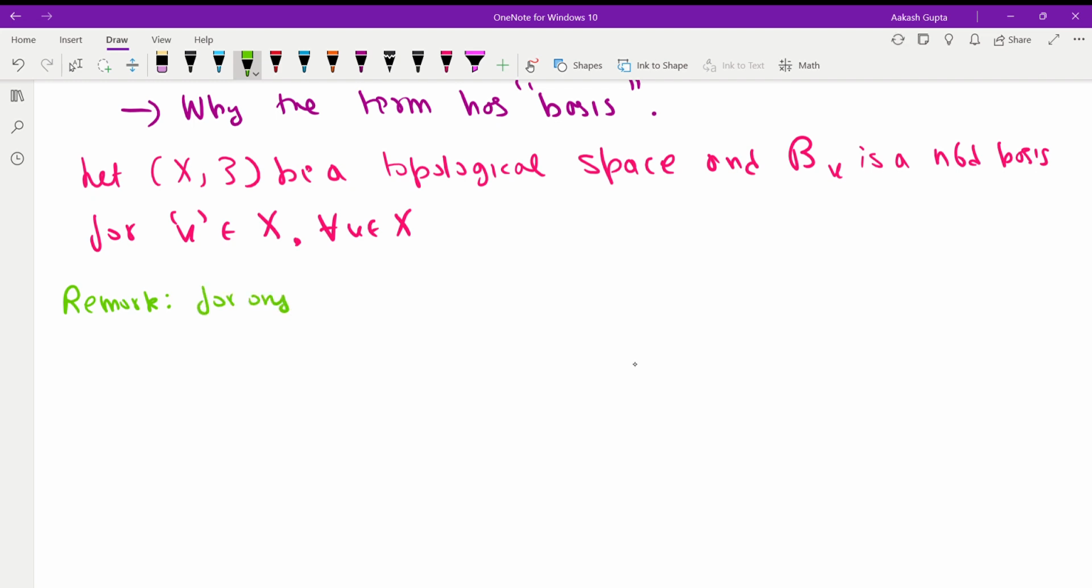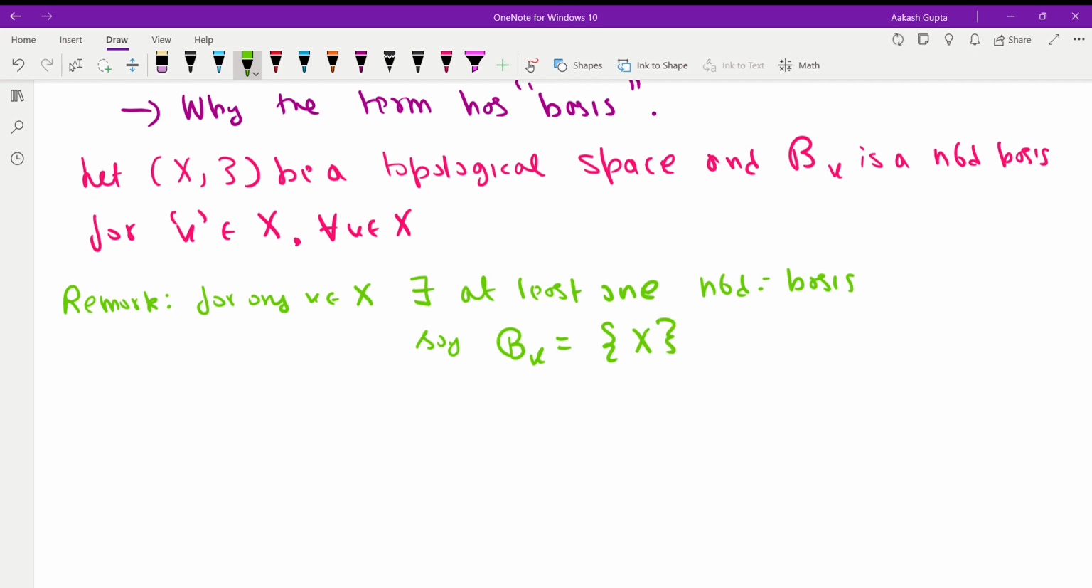For any x in X, there exists at least one neighborhood basis. What is that neighborhood basis? Say B suffix x to be the singleton capital X. So it will satisfy all properties. x is in capital X, and capital X is a neighborhood. If you take any other neighborhood, it would be sitting inside, of course, capital X, right? So that's why we can choose our neighborhood basis around the point x.